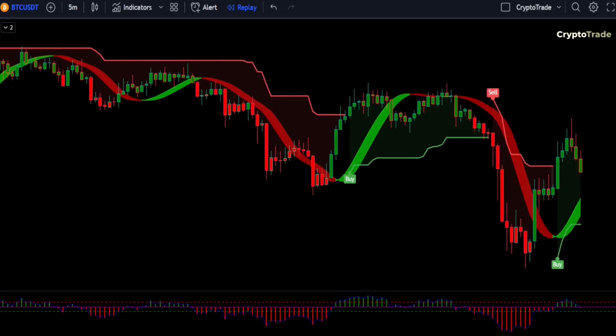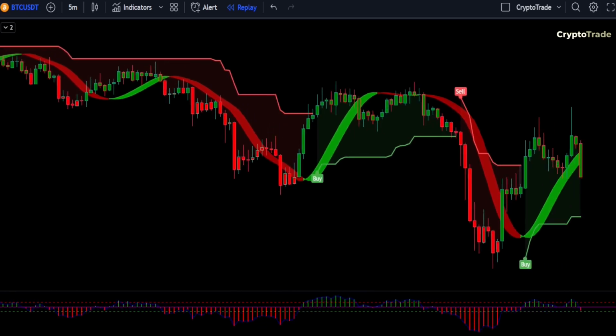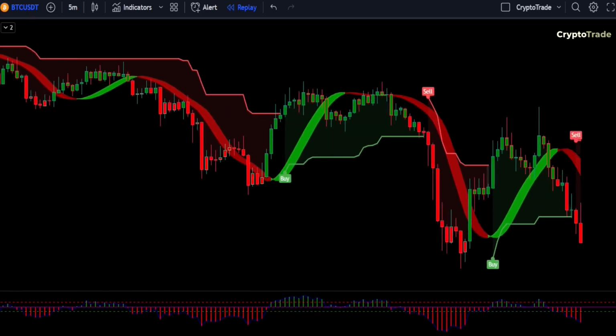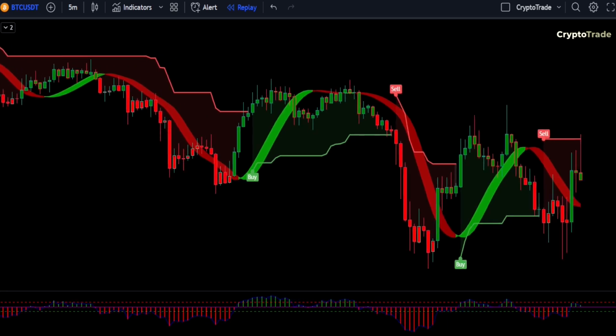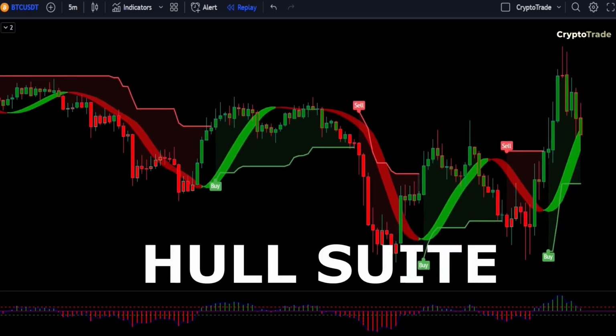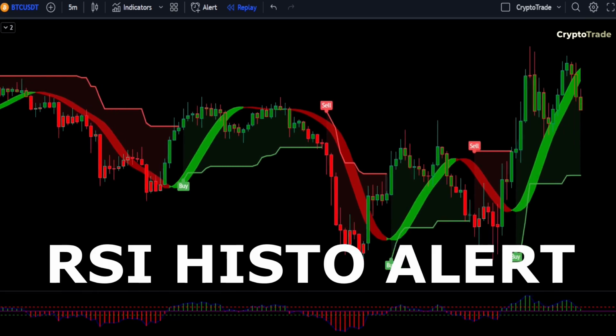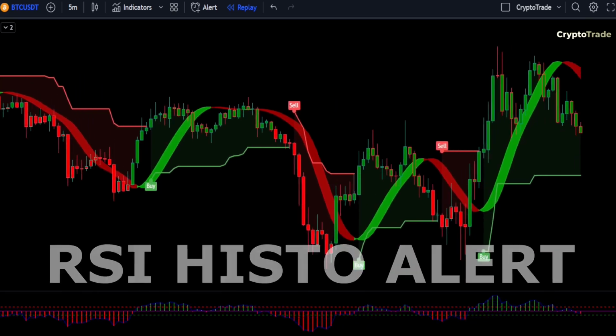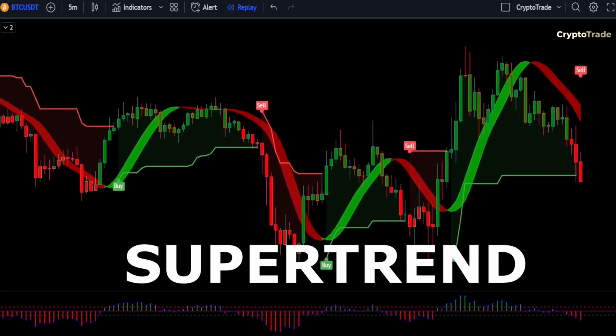Thanks to these very smart indicators, you can follow the market trend and find high probability trade entries to maximize profits. I will use whole suite indicator to define the market trend. I will use the RSI HISTOALERT indicator to confirm market trend. I will use SUPERTREND indicator to point out the entry point.